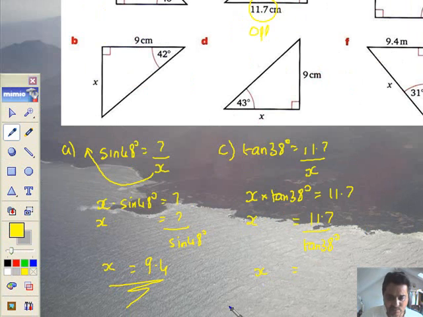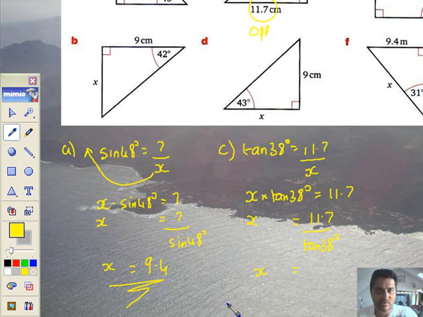Just ask the calculator what the tangent of 38 is. Watch this, I'll do it in one step. 11.7 divided by tan of 38. Alright, can you see that? Easy. Press equals. There you go. 14.97. 15.0 to one decimal place. So it's quite a long side. So it's 15.0 centimeters, and forgive me, that was centimeters as well.